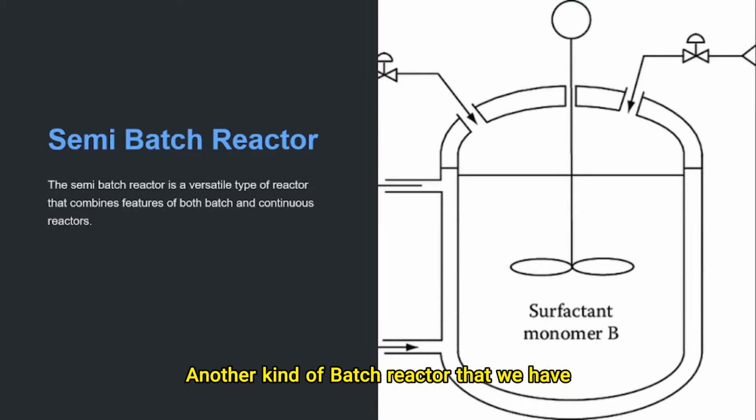Another kind of batch reactor that we have is a semi-batch reactor. The semi-batch reactor is a versatile type of reactor that combines features of both batch and continuous reactors, and it allows for the controlled addition of reactants or removal of products during the reaction process, and this flexibility makes it suitable for complex reactions and production of high-value products.